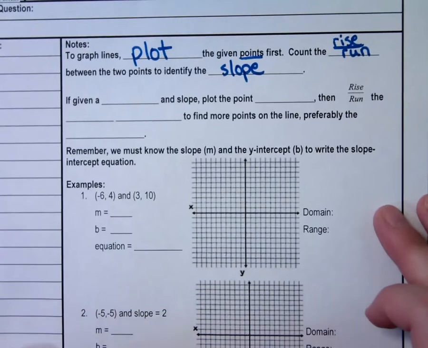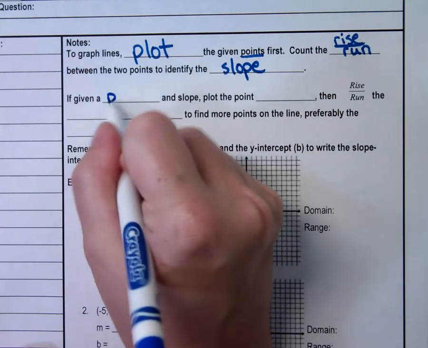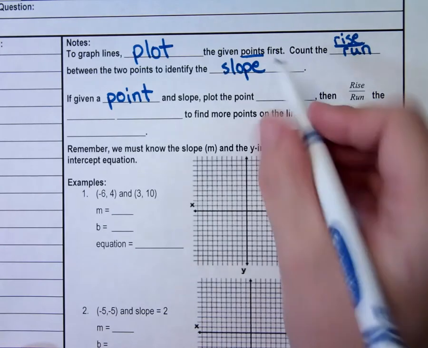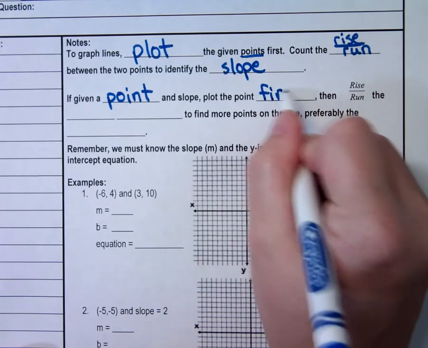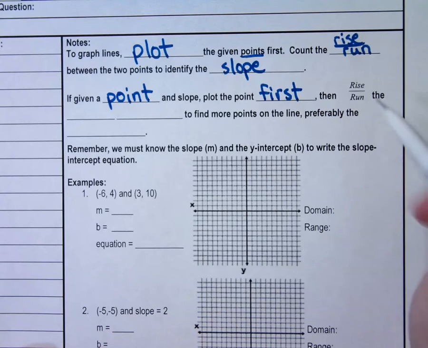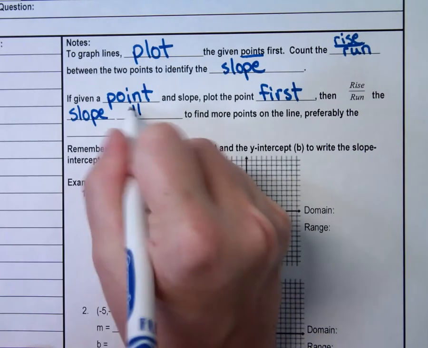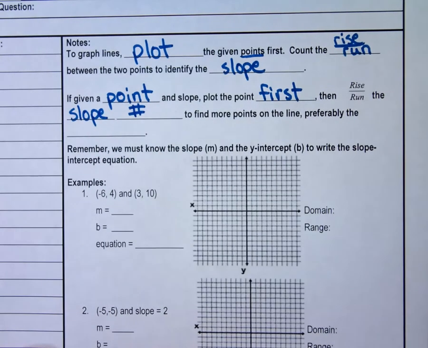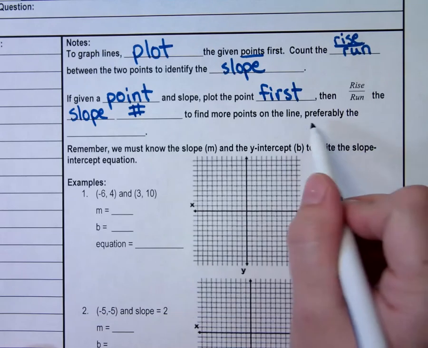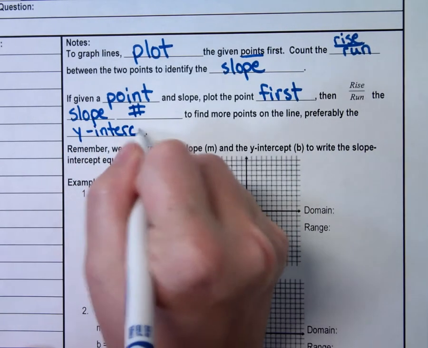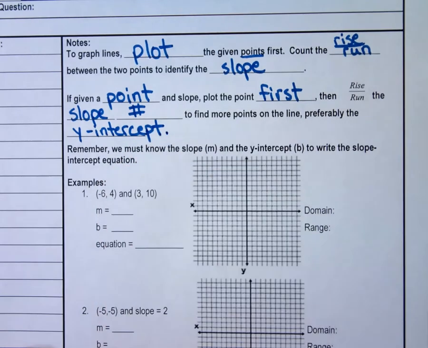Okay, if we're given a point and slope, we're going to plot the point first, and then we're going to rise over run, whatever the slope number is, to find more points on the line, and we really want to find the y-intercept. This all makes sense once we get going.